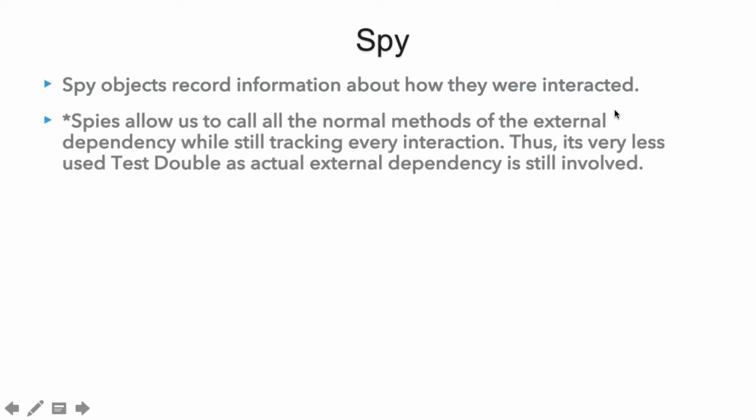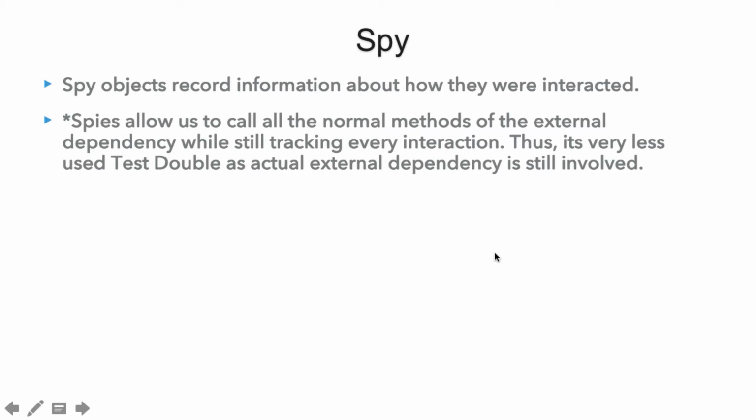But when it comes to Mockito, the working of a spy behaves differently. The primary stuff, which is the recording of information about how they were interacted with, is still performed by the spy. But they also allow us to call the normal methods of the external dependency while still tracking every interaction. So when we discussed the spy test double, the actual dependency was not in the picture. But when we are dealing with Mockito, the spy also allows us to call the normal methods of the external dependency.